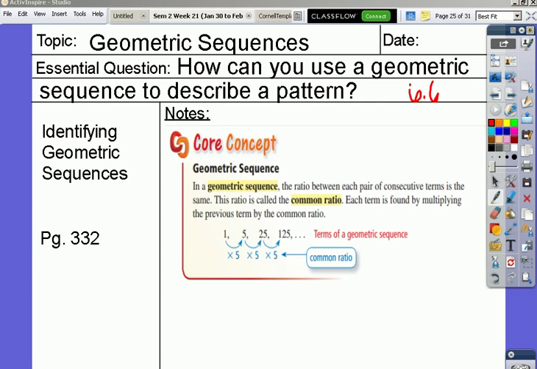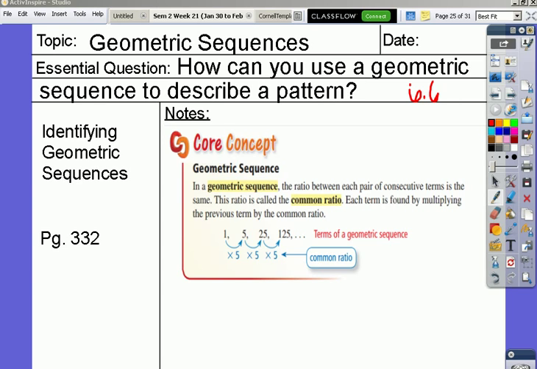So instead of finding a common difference, we're finding that common ratio. What is it that we're multiplying by to get to each term? So it says in a geometric sequence, the ratio, remember ratio is just a fancy way of saying the division. So for example, a ratio of 2 is just 2 over 1. Ratio of 1/2 is 1 over 2. The ratio between each pair of consecutive terms is the same. This ratio is called the common ratio. Each term is found by multiplying the previous term by the common ratio.